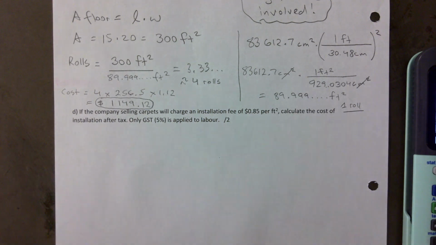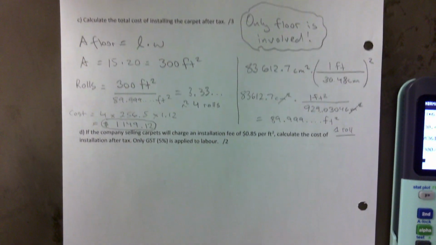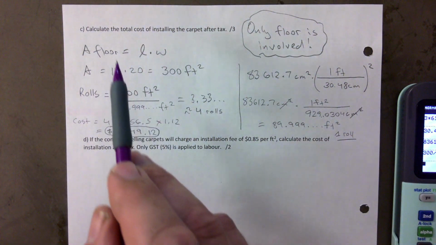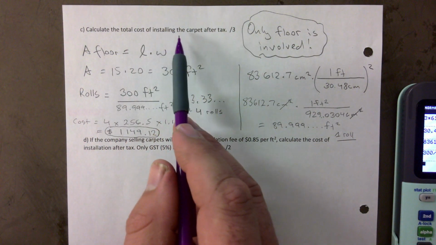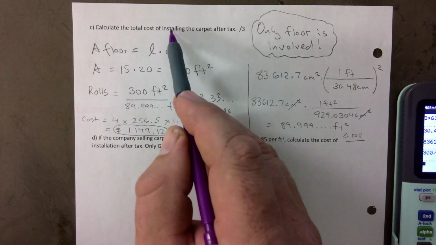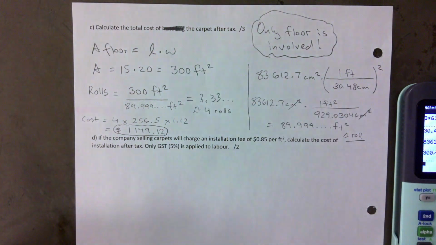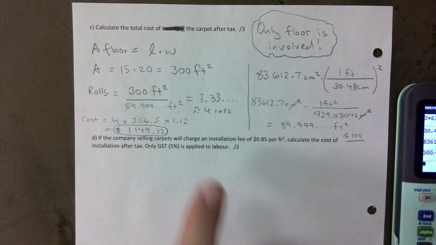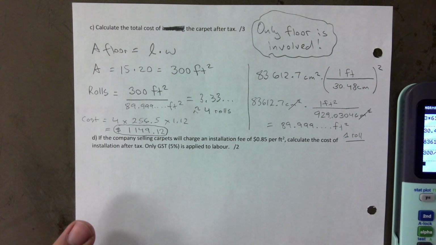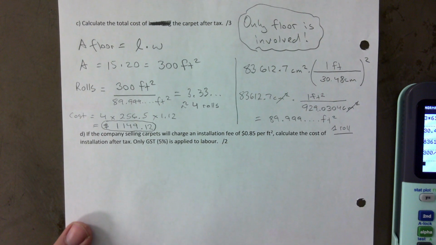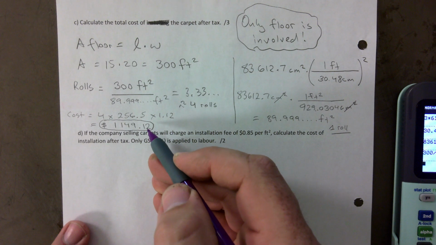Can I make a change here? I think this was confusing for some of you. Calculate the total cost of installing the carpet. I would just say the cost of the carpet, not the installing, because the installing part, the labor, comes next, right? So some of you were confused, like, what's happening there. So this is just the carpet, just buying the carpet. If you did this yourself, that's how much you would pay. Okay?